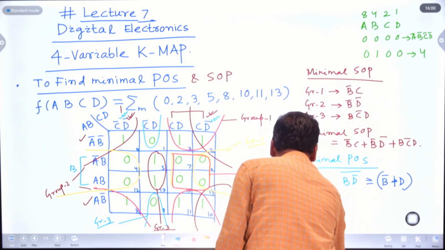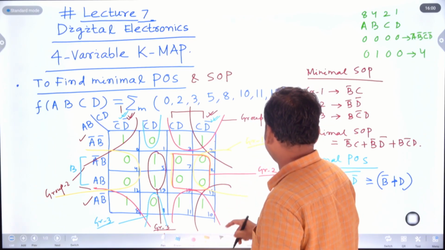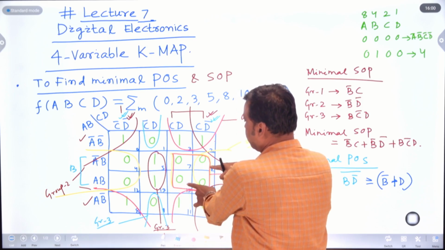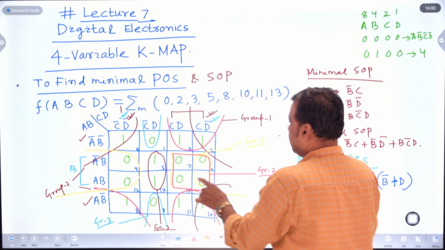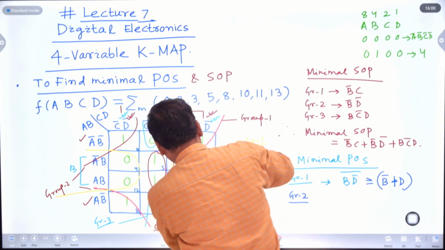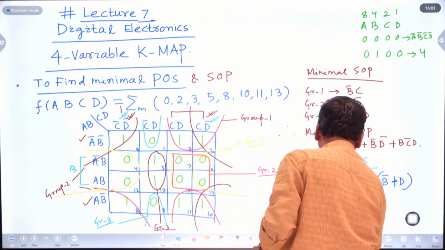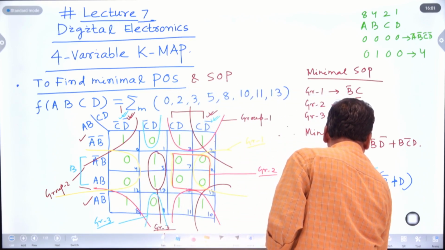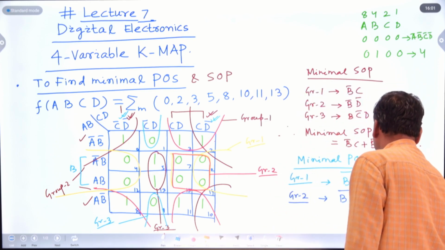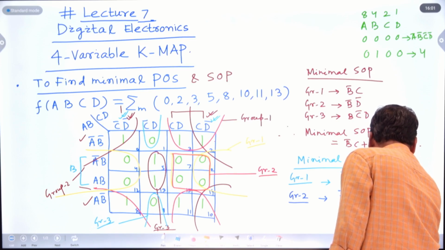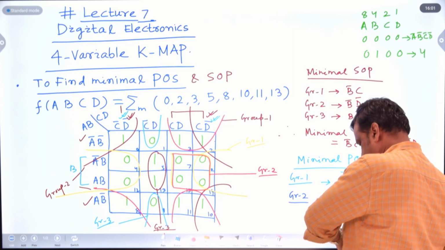Then group 2. Where is your group 2? This is your group 2. This is a quad also. The common is B, and here there is C. Here the common is B, this one the common is B, here the common is C. That is your group 2, that is BC. Whatever you got, simply put the bar, and it will be B bar, C bar. That is one of the sum terms.